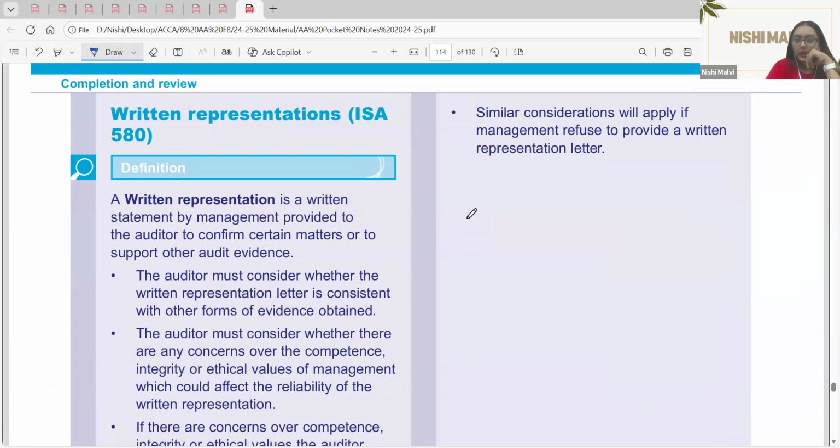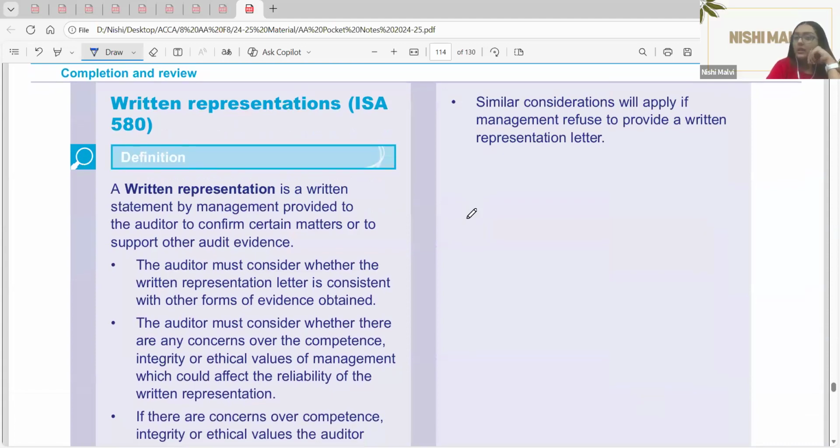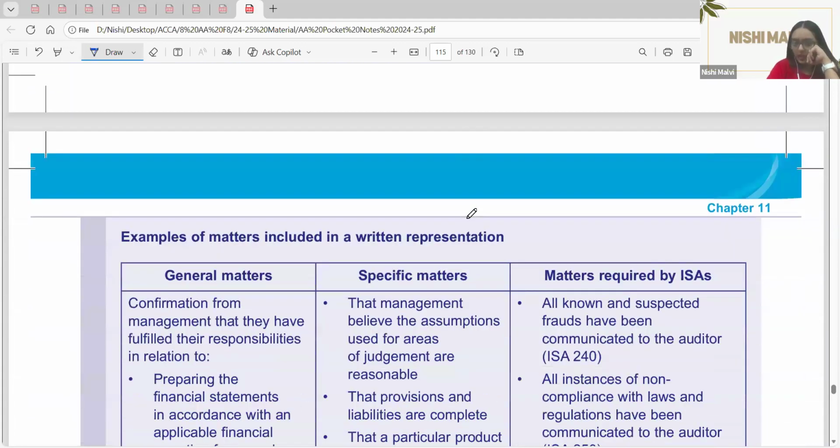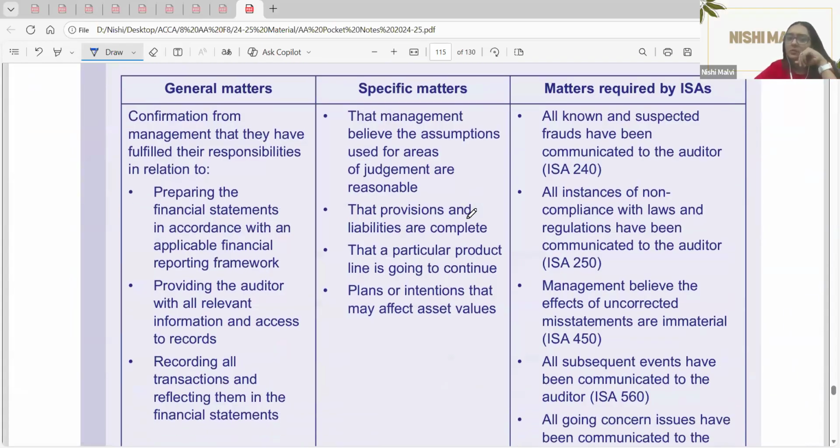Now, similar consideration: if management refuses to provide it, the auditor can again avoid doing that. Where management representations are required for general matters, like financial statements being prepared as per the reporting standard, there is a management written representation. The auditor also gets representation that management has provided all the relevant information and access to records. That will include that all transactions are reflected in the financial statements, in a written representation.